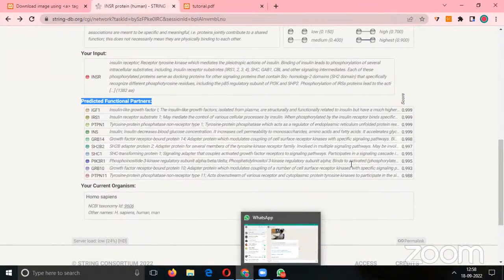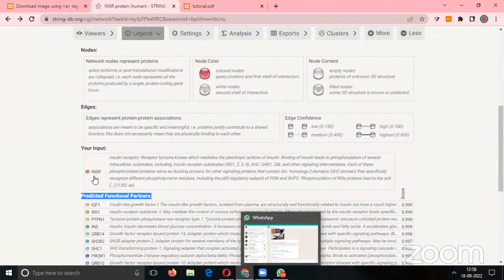But here there is no more option. So only these are the members, like 1, 2, 3, 4, 5, 6, 7, 8, 9, 10. There are 10 interactions by the protein INSR. Okay? And for each of the proteins, the confidence score is given. More or less, all are greater than 0.9. Okay?